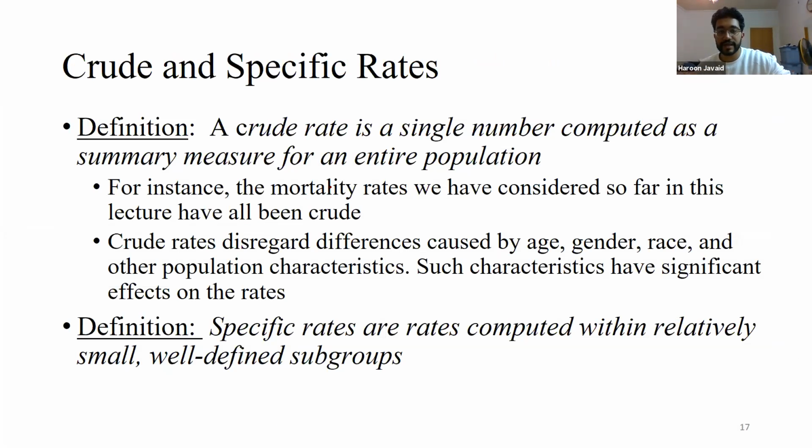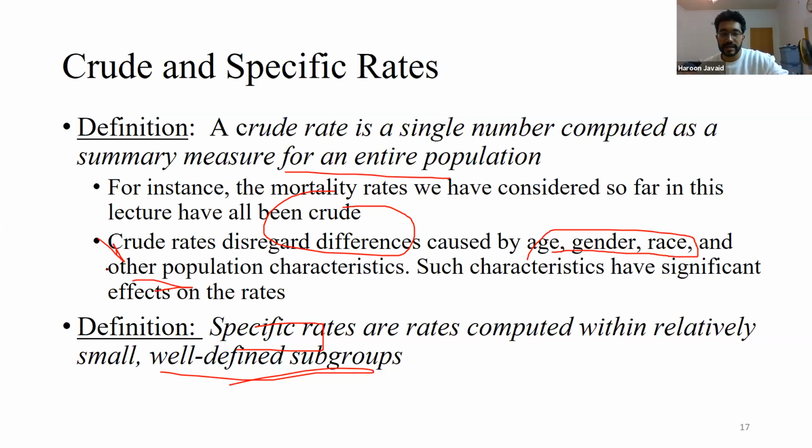Okay, so crude rate is a single number computed as a summary measure for the entire population. So all of these numbers have been crude. If you go for specific rates, it's within well-defined subgroups. So for example, if they are separated by age, race, gender, and other population, we would no longer call this crude, and we will call this specific.